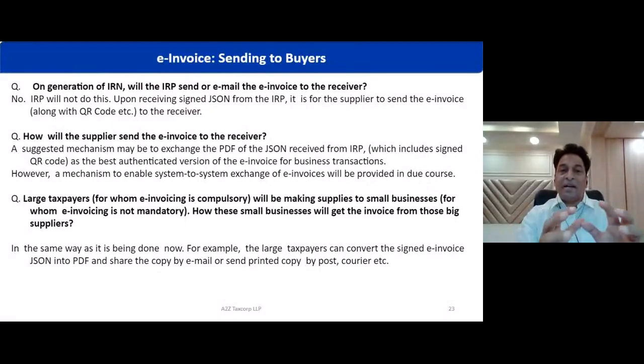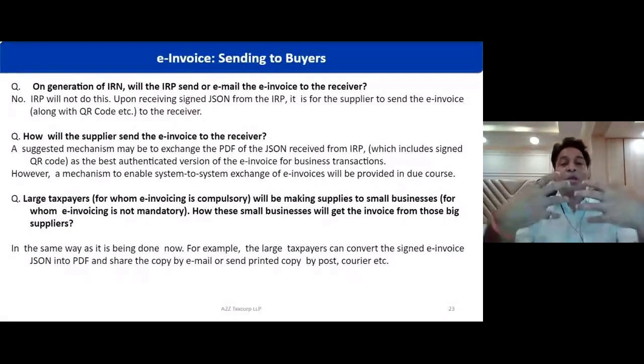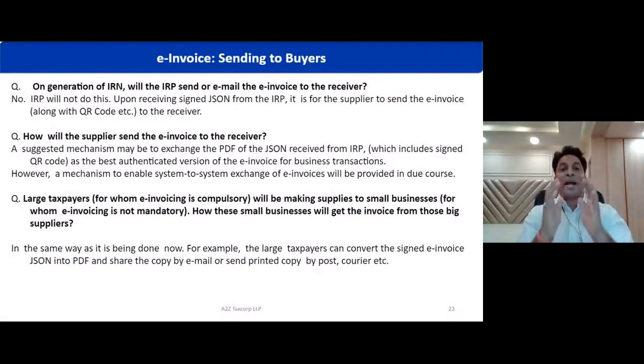Now, these are the case studies for your understanding's sake. Once IRP returns the JSON file after validation, creating a unique IRN number, digitally signed, and with QR code, who is going to provide the invoice to the buyer? This is the responsibility. So I created 4 questions, and these questions are being covered in the FAQ also. Kindly look at these questions for getting the answer.